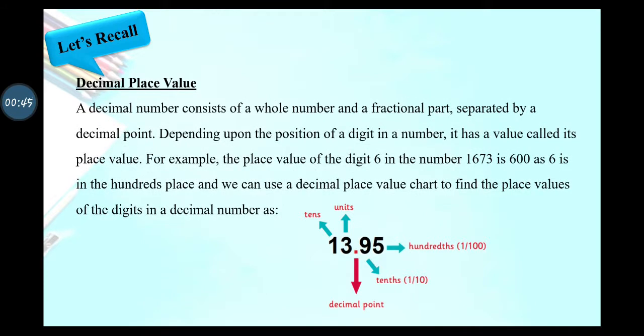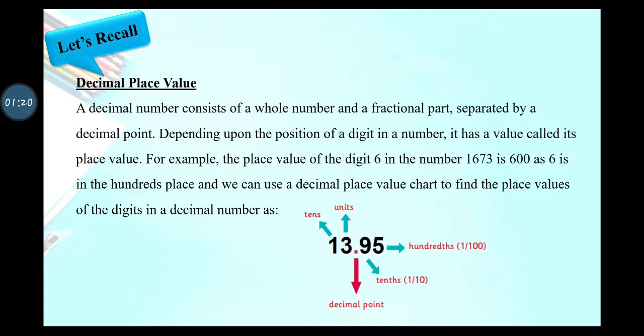The decimal place value is different from the place value of whole numbers, because a decimal number always consists of a whole number and a fractional part separated by a decimal point. For example, we have 13.95. It has two parts: 13 is the whole part and 95 is the decimal part, and these two parts are separated by a point that is called the decimal point.